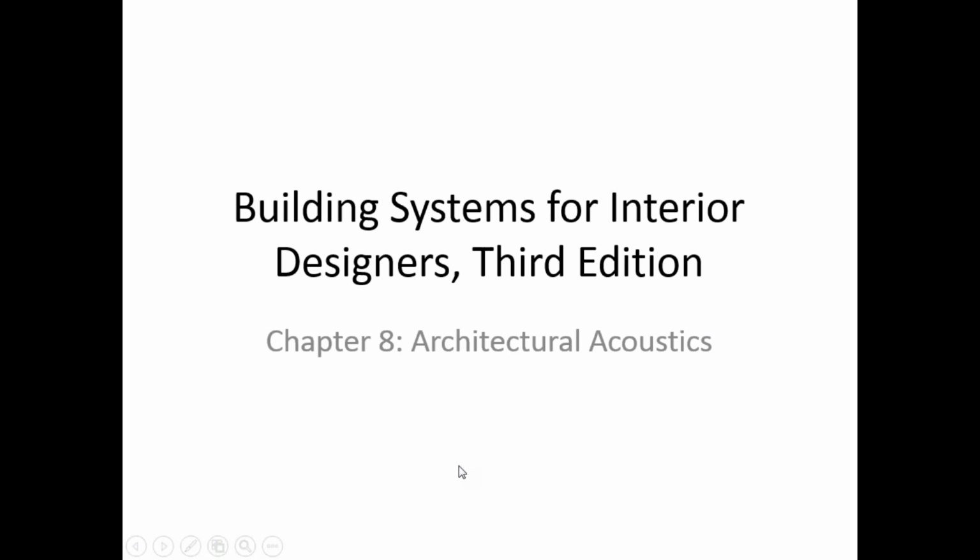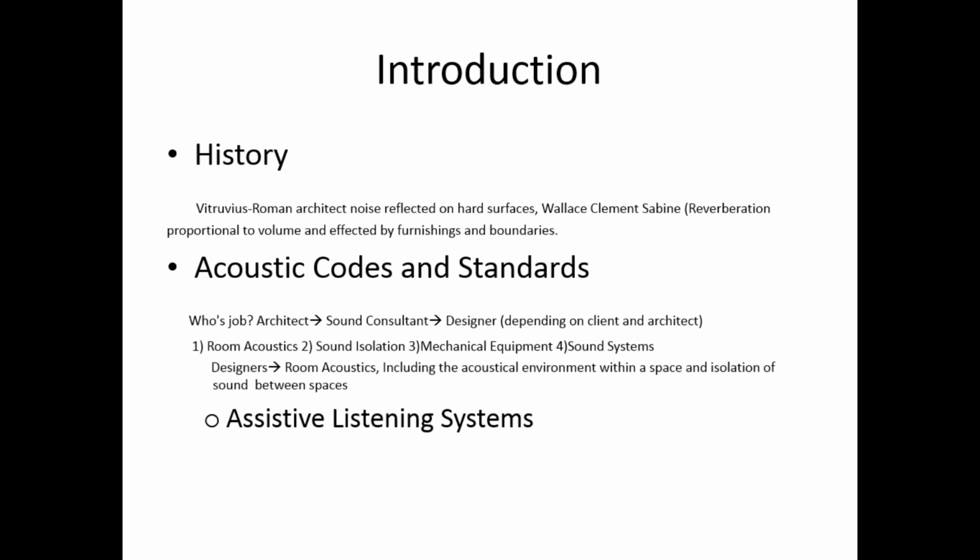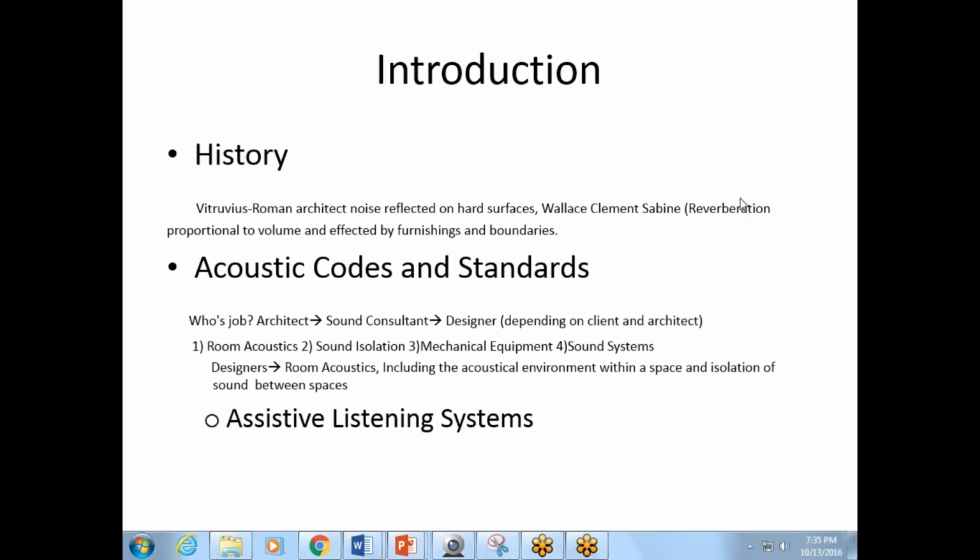Chapter 8, Architectural Acoustics. Introduction. So a little bit about the history. And you'll get some of this from your book, although you'll have kind of a smaller version of it. So we have Vitruvius, who was a Roman architect, and he had figured out that noise reflected off of certain hard surfaces. That's a way oversimplification of all of the things that Vitruvius did for us, but we'll give a little bit more on him in a minute.